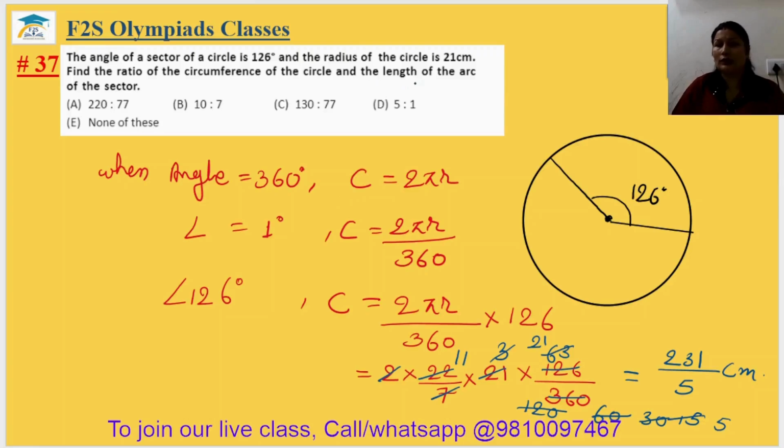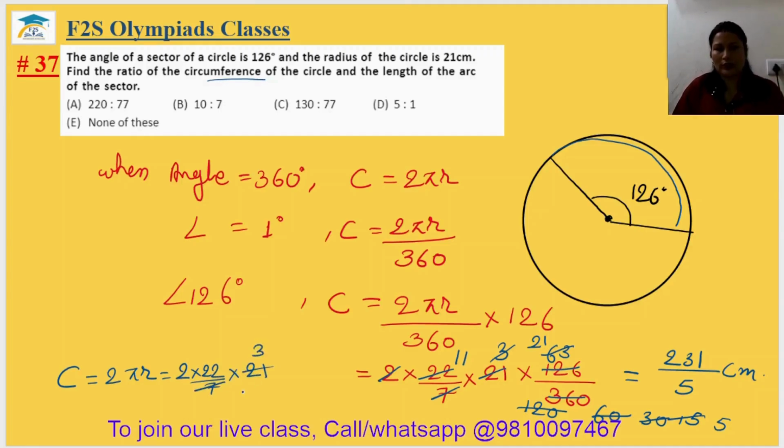Now the length of the arc means this part of the circumference, that is your 231 by 5 centimeter. We have to find the ratio of the circumference of the circle. So circumference of the circle will be 2 pi r. To get the complete circumference, just find out here. C equal to 2 pi r, that is your 2 into 22 by 7 into 21.